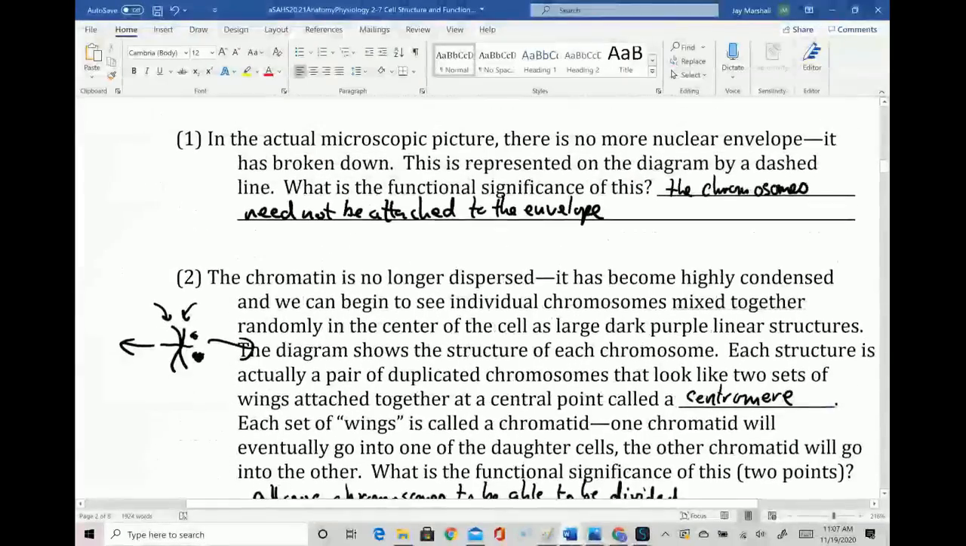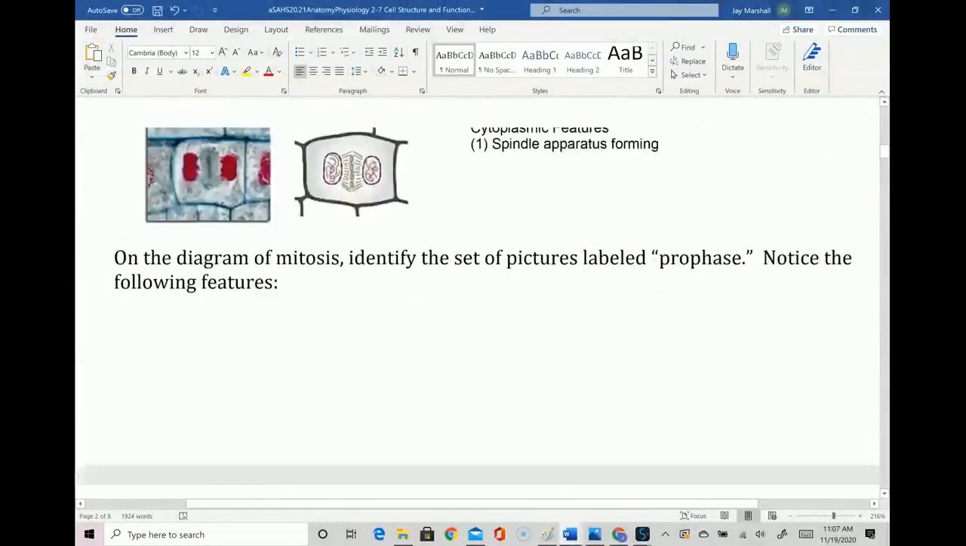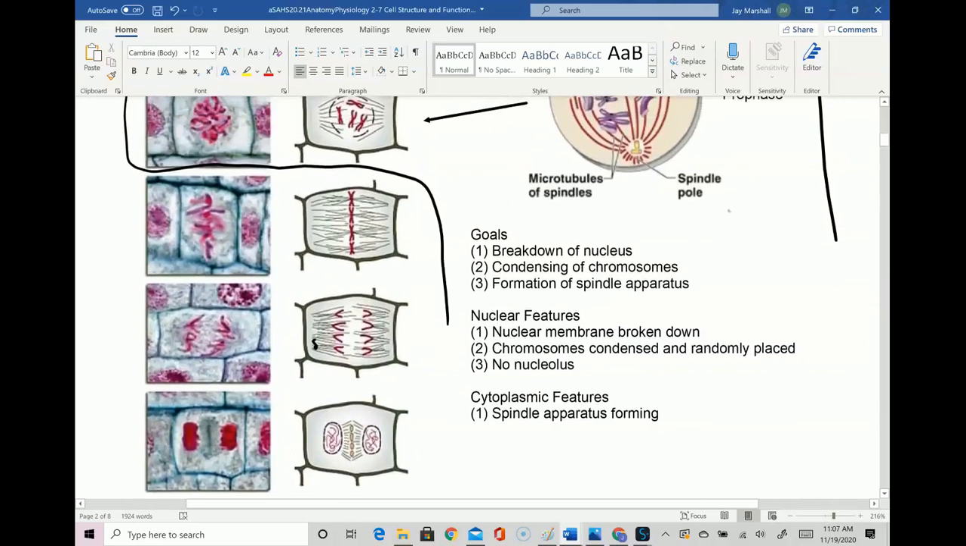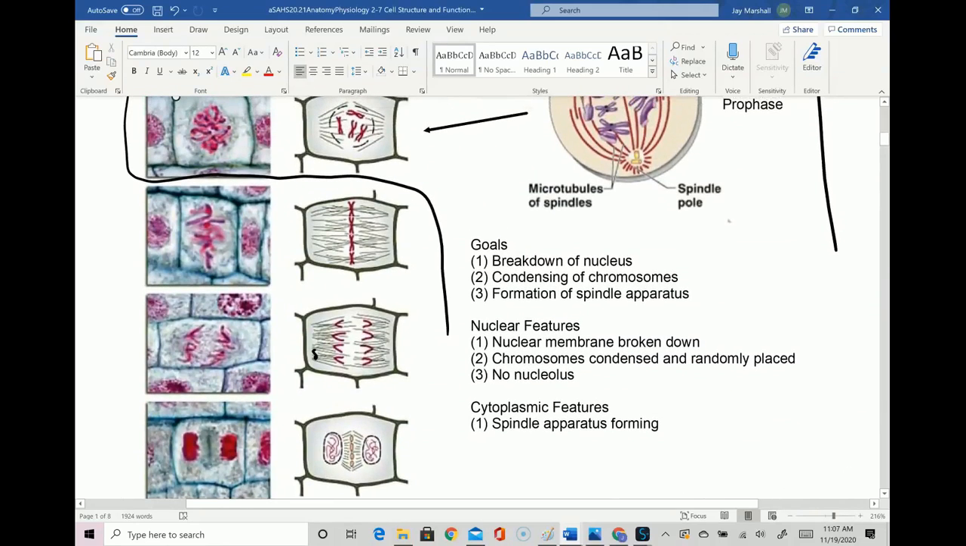So that's what we need to say about those things. And it should make sense. I don't have to memorize these features, because it just makes sense that when I'm beginning to get ready to separate my chromosomes, I have to release my chromosomes from the nuclear membrane. Therefore, the nuclear membrane breaks down.